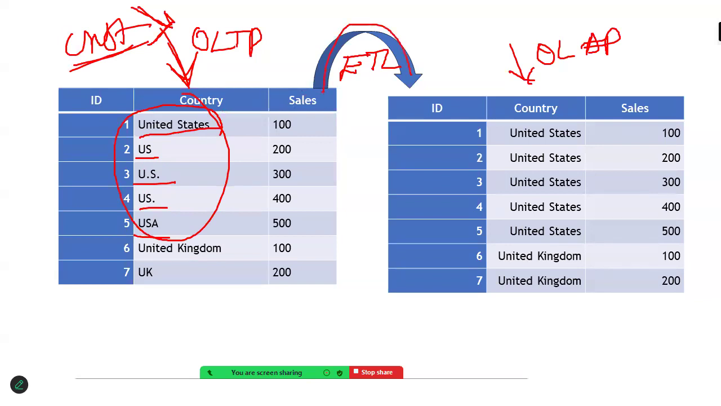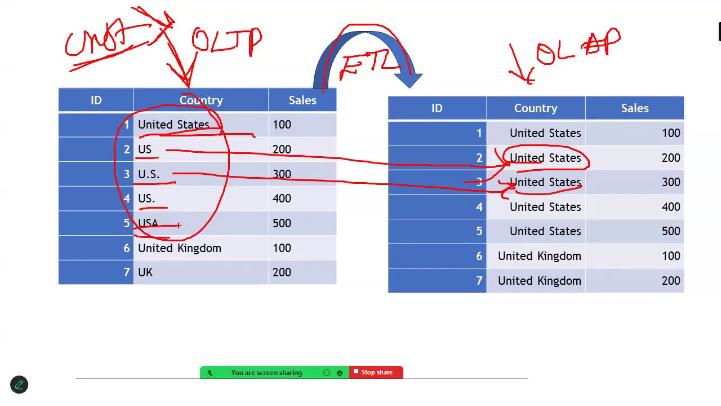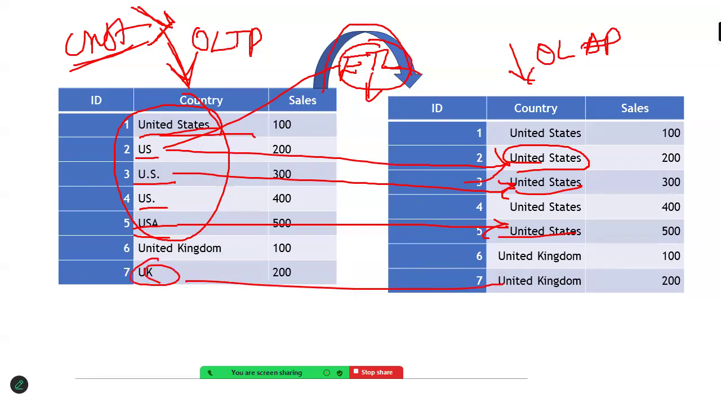But when it comes to OLAP, you convert all the different structures into the same format. You convert US to what? United States. You convert U.S. to what? United States. You convert USA to what? Where do you convert it? ETL. You extract US, you transform US to United States, and you load that. So here you converted UK to what? ETL tools clean the data and load it into the same format.